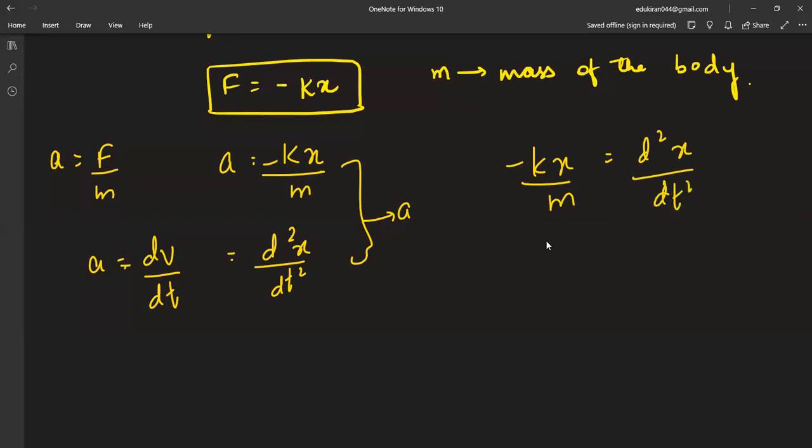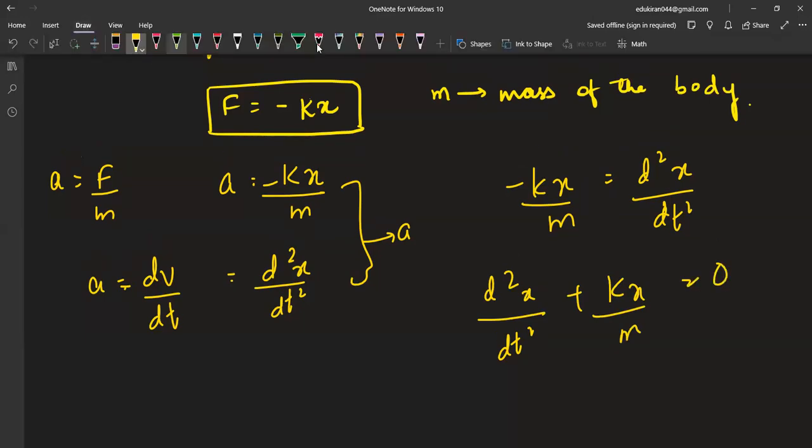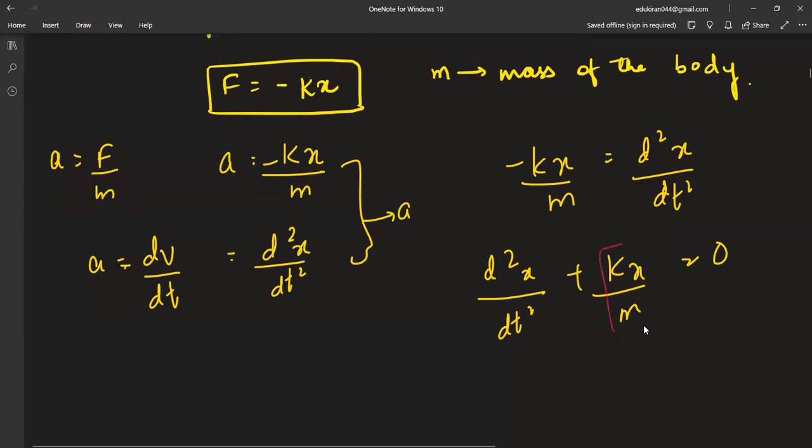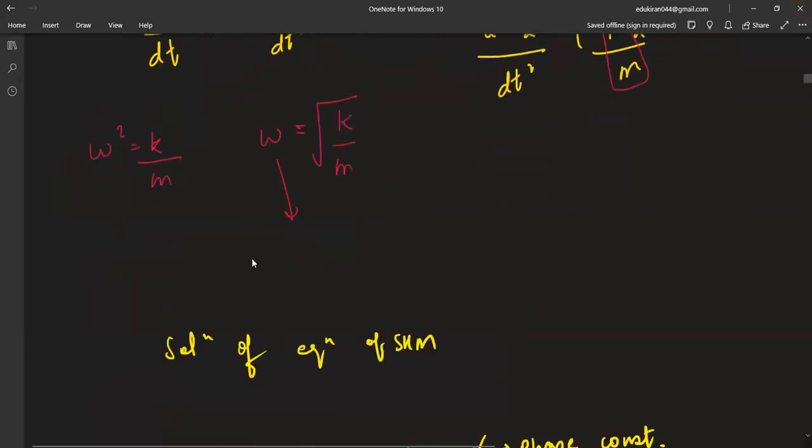Correct. So if I bring this over to this side, d square x by dt square plus k by m x is equal to 0. One thing: I don't know if I've discussed this earlier or not. Omega square is written as k by m. So omega is written as under root of k by m. Omega is basically the angular frequency.